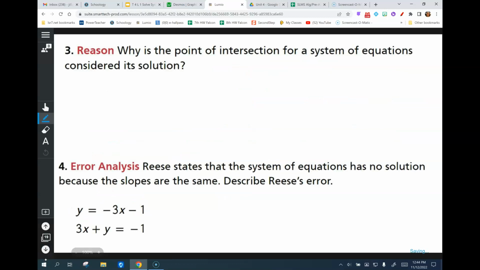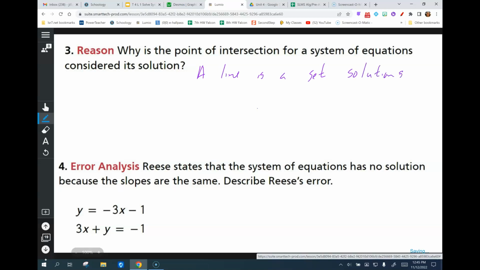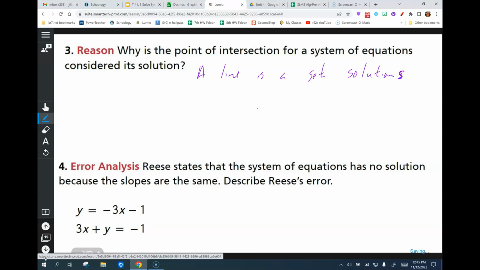Question 3, why is a point of intersection for a system of equations considered its solution? This is what we were talking about at the beginning. Because each line, a line, is a set of solutions. Okay? Solutions. Notice that S right there, solutions.